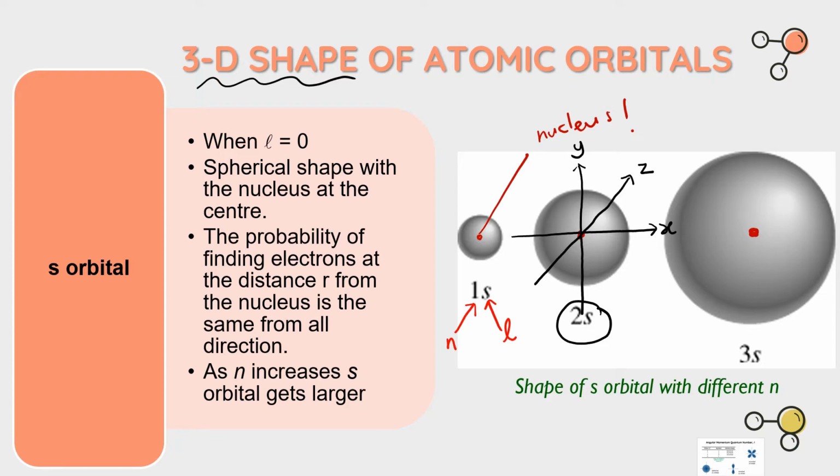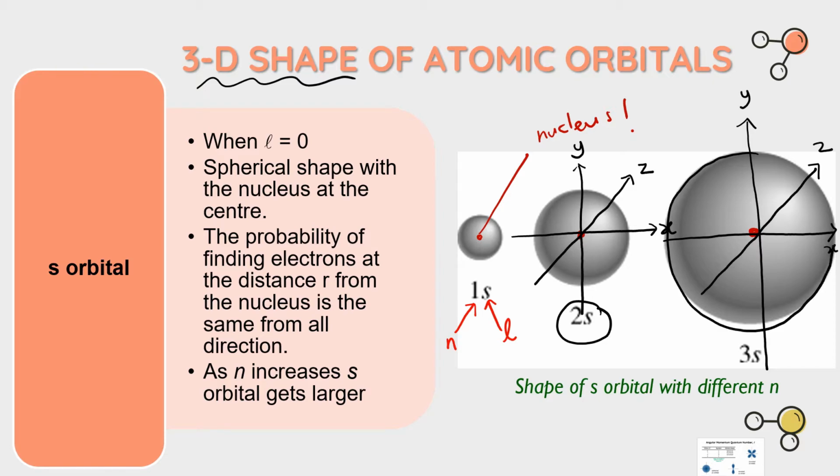So again, in order to draw the shape of the orbital, firstly make sure you draw the axis first, and then barulah awak draw the shape of your orbital. And please bear in mind, if you are about to draw the shape of the orbital for 3s and 2s, you have to make sure the size of the 3s must be bigger than the size of 2s orbital.